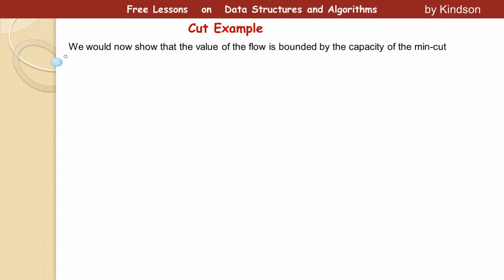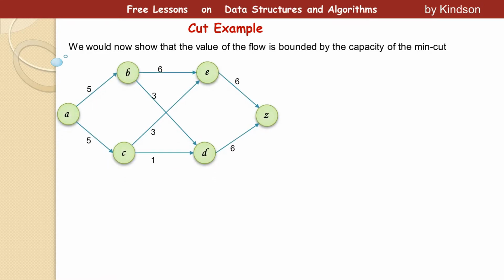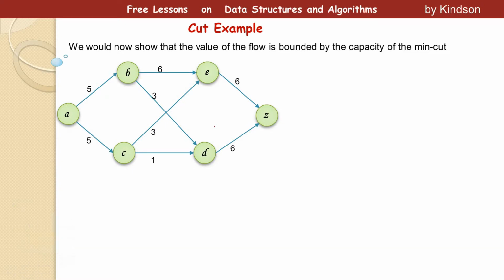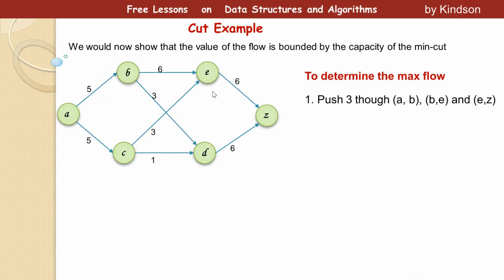Now comes an example. The first thing we are going to do is to find the maximum flow here, and then we find the minimum cut, and then we see that both of them are equal. So let's go. The first thing, find maximum flow. Let's take a series of steps. I use a red pen. Determine the max flow. Step 1, push 3 through AB, BE, and EZ.